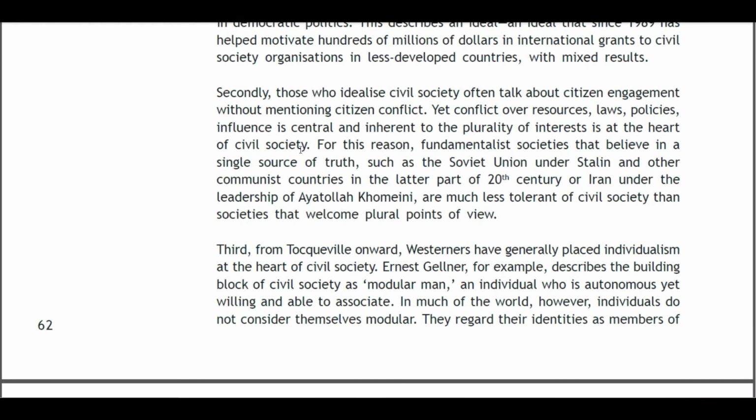heart of civil society. For this reason, fundamentalist societies that believe in a single source of truth, such as the Soviet Union under Stalin and other communist countries in the later part of the 20th century, or Iran under the leadership of Ayatollah Khomeini, are much less tolerant of civil society than societies that welcome plural points of view.